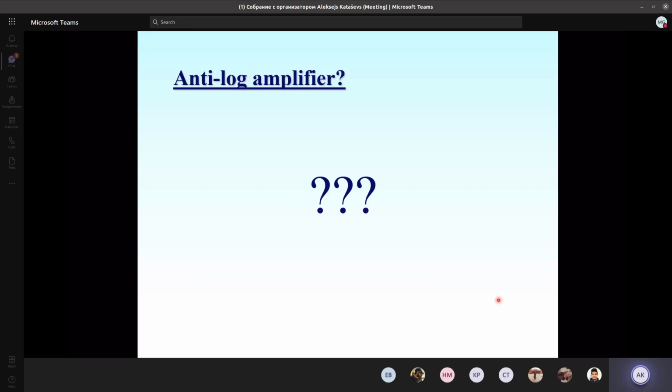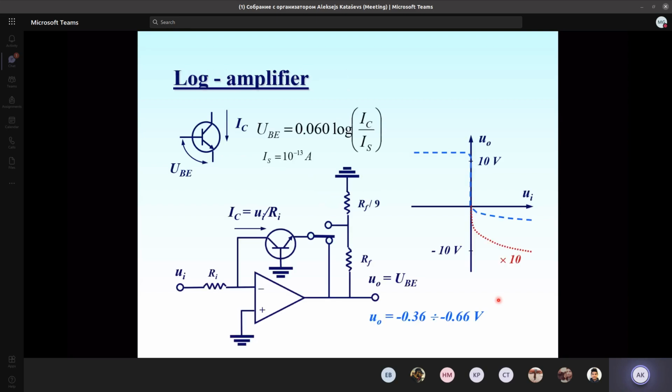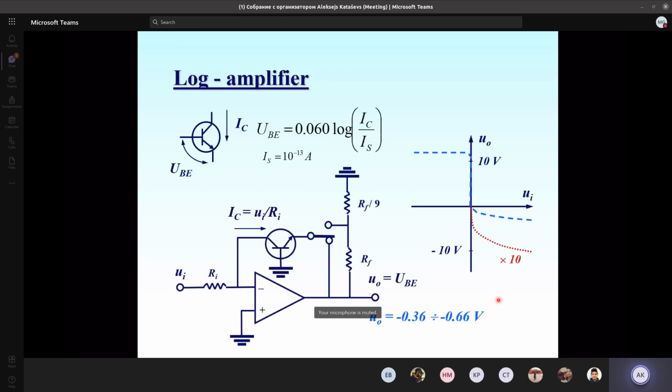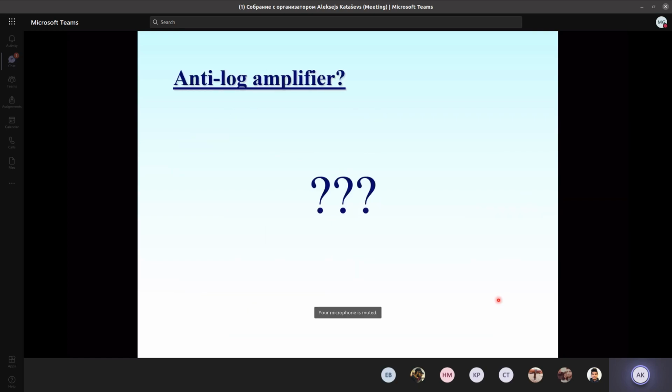If I use a transistor in a feedback circuit to get a log amplifier, which calculates some signal whose output is proportional to the logarithm of the input, how should we design an anti-log amplifier, where the output will be proportional to the anti-log of the input, or the input will be the log of the output? If here we have a transistor in the feedback, where should I put the transistor in an anti-log amplifier?